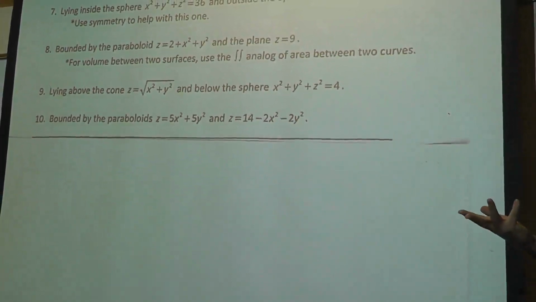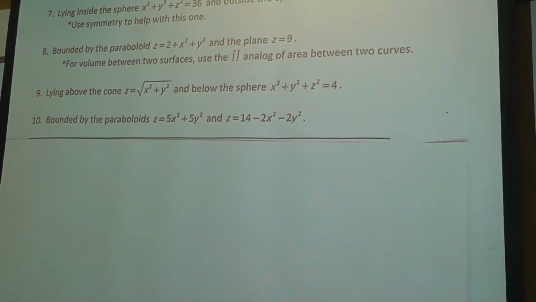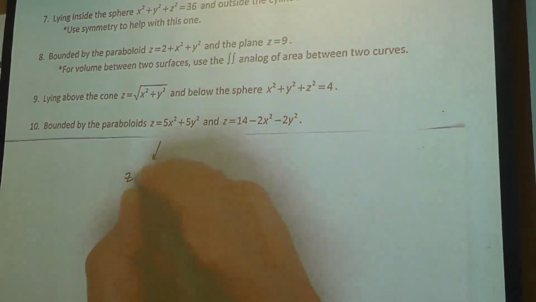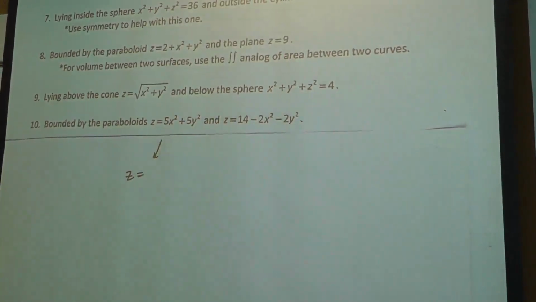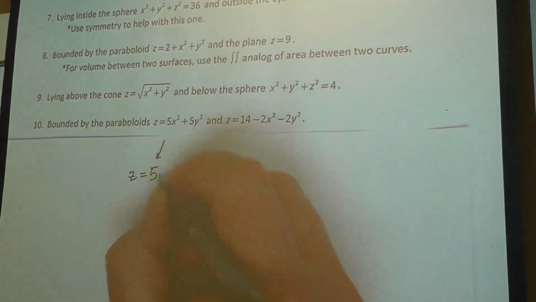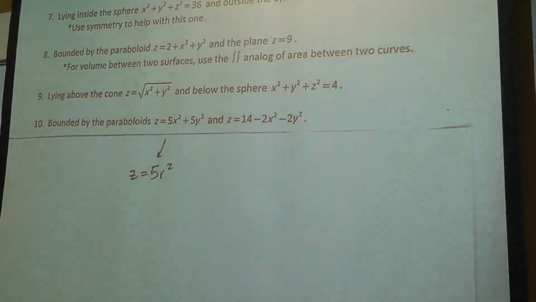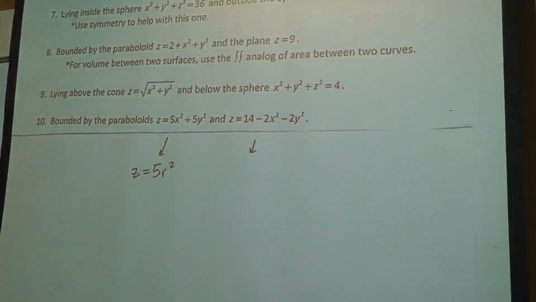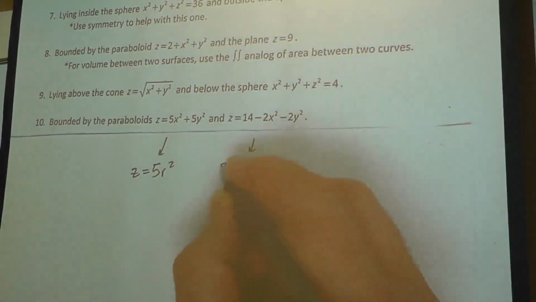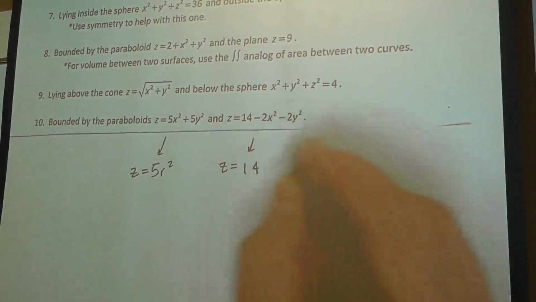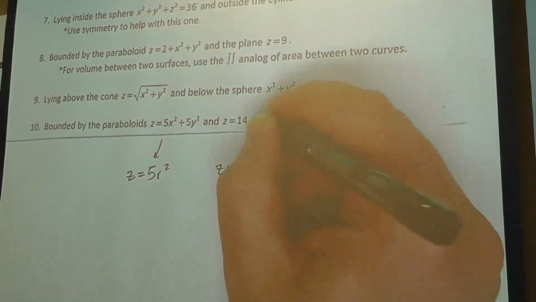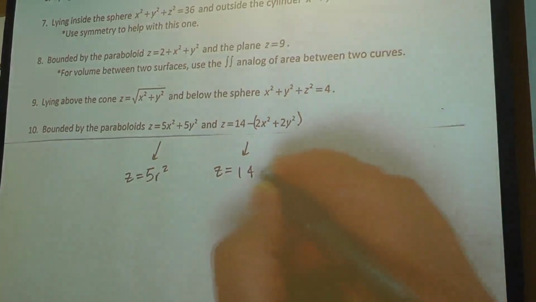So converting the paraboloid equations, you need to do that eventually. If you convert this one into polar, it becomes z equals 5r squared, because you can factor the 5 out, and there's your x squared plus y squared. What about this one? 14 minus 2r squared. Because you can factor minus 2 out of both of those, and notice it would change that to a plus right here, and then factor the 2 out as well.